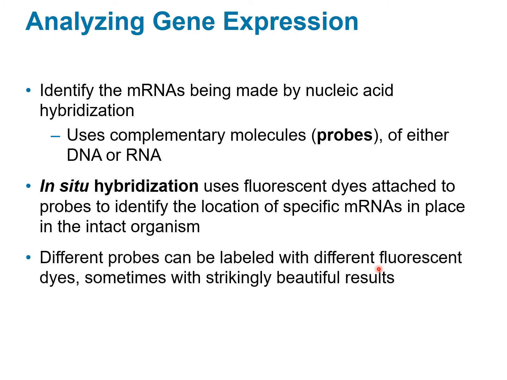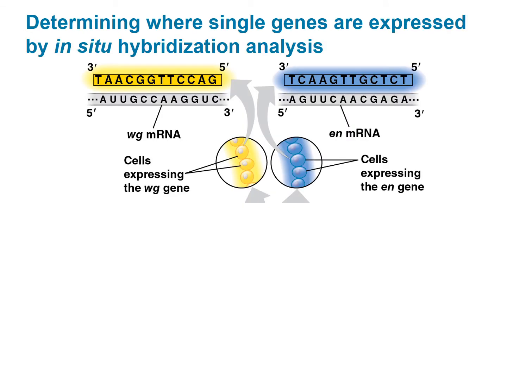So if we take a look, we'll see an example in just a moment. So again, like I said, different probes can be labeled with different fluorescent dyes, so you can identify multiple genes and/or their products within the organism. So this process involves the following. So you have the probes right here, and you can see that this probe has this particular sequence, and the one probe on the right has a different sequence. So they're going to recognize different genes. So this one will recognize the WG gene, and this one will recognize the EN gene. So it's going to bind to a specific region on that gene within an organism.